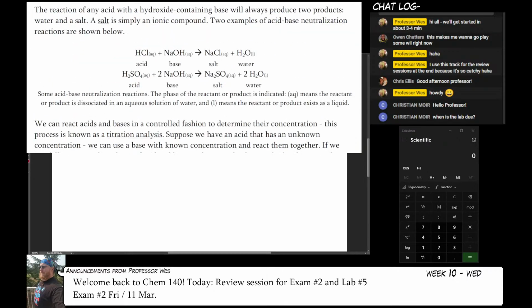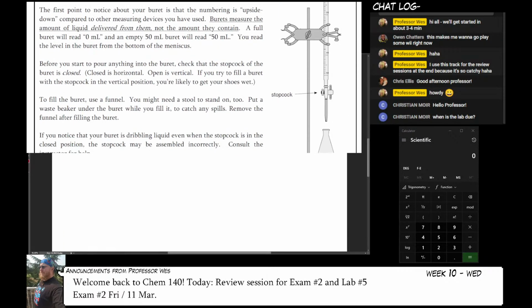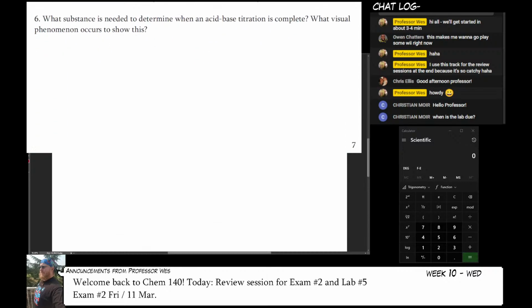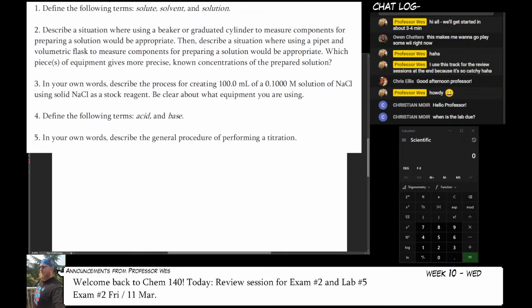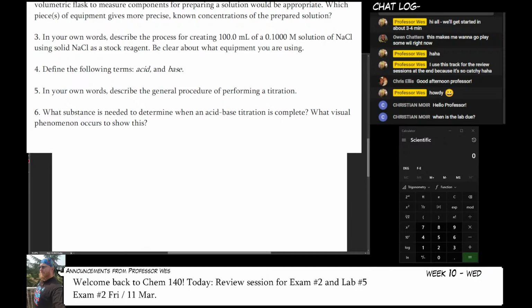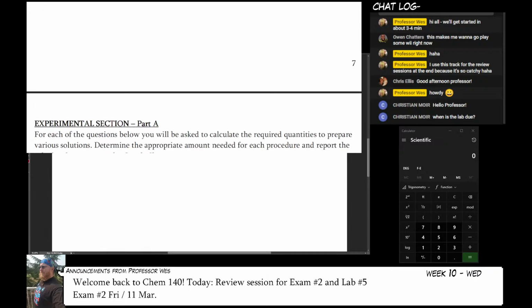Let's see here. So that's part A. I'm going to skip part B just for now so that we can see some data with part A. So we'll come back to this real quick. There's a Buret, whatever. Okay. Like all experiments, they're going to start with some questions. And it's just basically, did you read this? Can you define these things? And sure you can. All right.